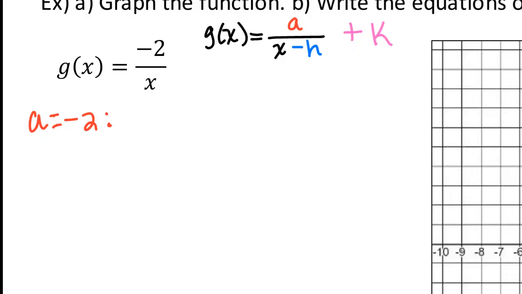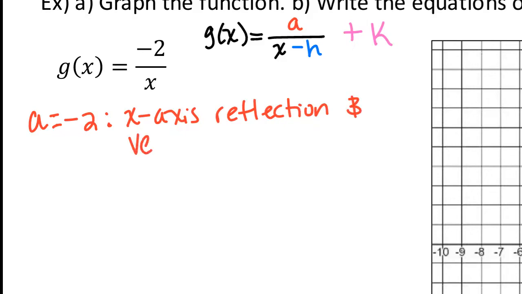Anybody? Alexa, thank you. It'd be a reflection and a stretch. Good. So this is going to be an x-axis reflection. And it's also a vertical stretch by 2.